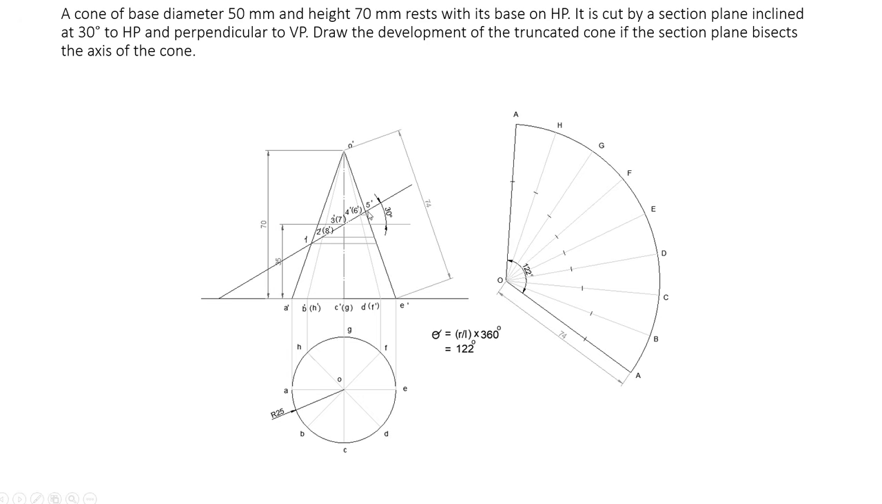One more distance remaining, 5 dash. 5 dash is on the line OE. So that distance from here to here, 5 dash, you measure using a divider, and you mark that distance on the line OE, because the point 5 is on the line OE. So you can get some points here.